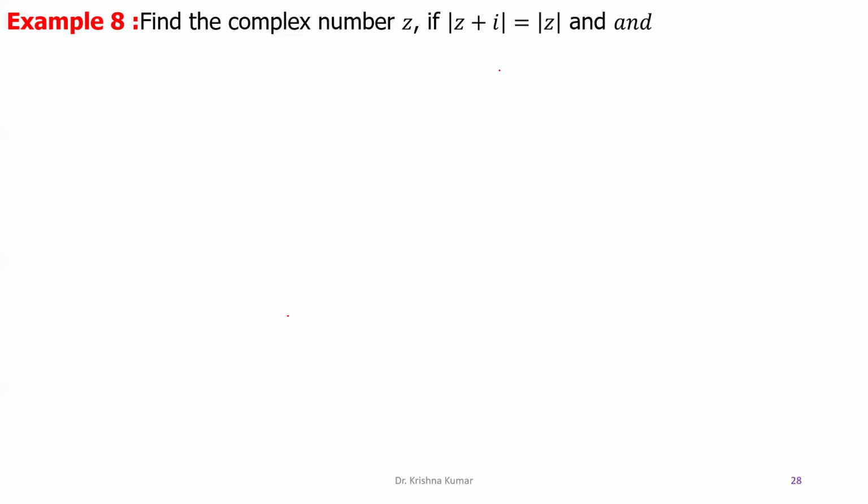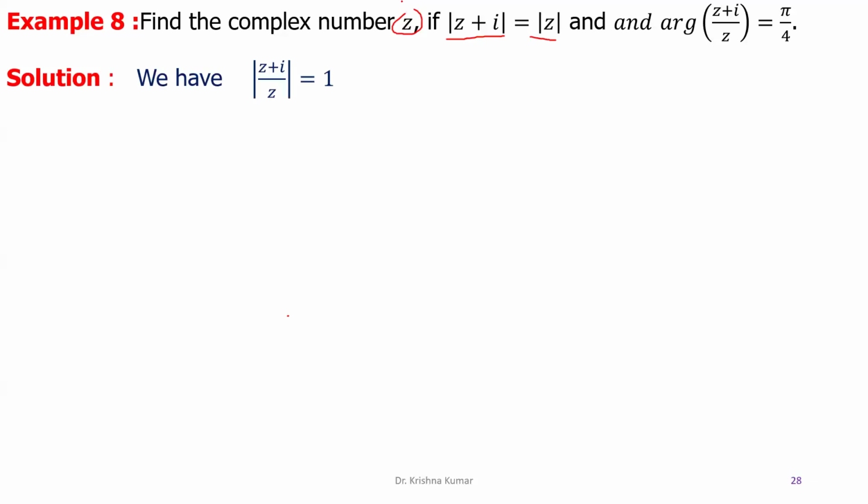In this lecture, we solve the same question which we have solved in the previous lecture, but we use a different method to solve the question. So the question is: find the complex number z if mod of (z + i) is equal to mod of z, and argument of (z + i)/z is equal to pi by 4. Then we have to find the value of z.